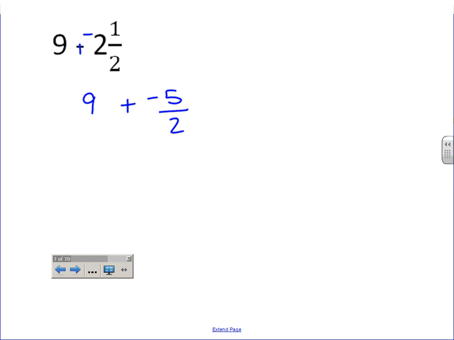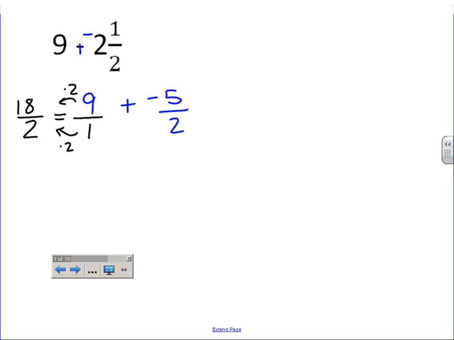Now the next thing I want to do, if I want to add these fractions together, I need a common denominator. Right now, the whole number 9, I can write that as 9 over 1. That still is the same as 9, because 9 divided by 1 is 9. Now I can get a common denominator. I'm going to change this to halves. So I'm going to think, how do I get from 1 to 2? Times 2. So 9 times 2 is 18.